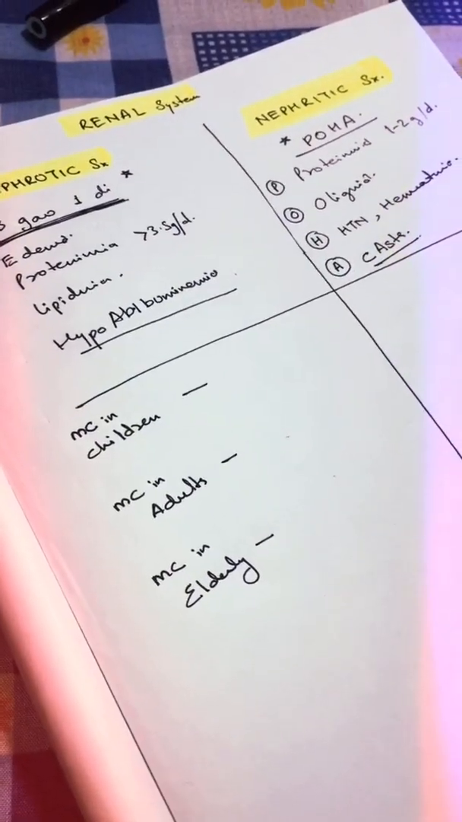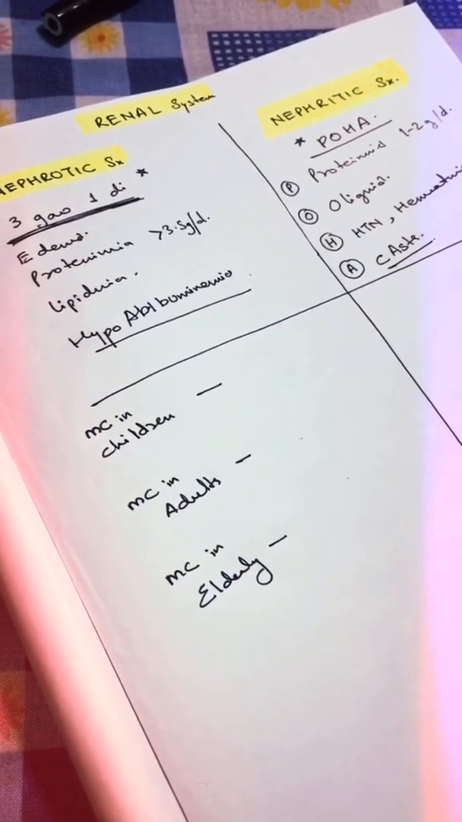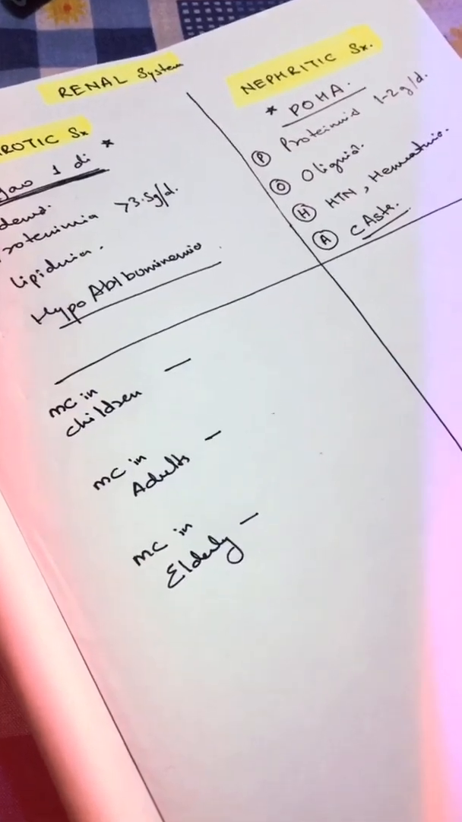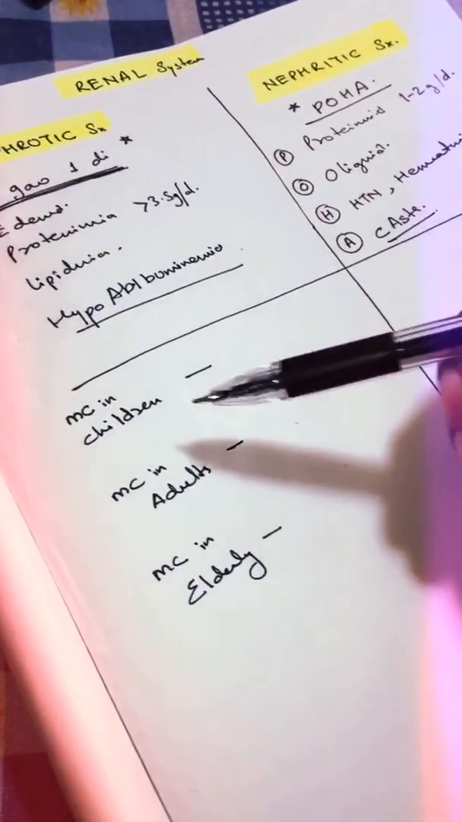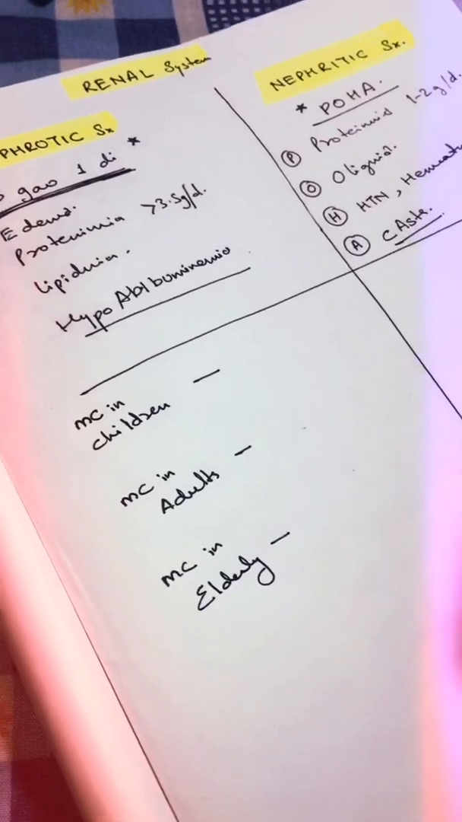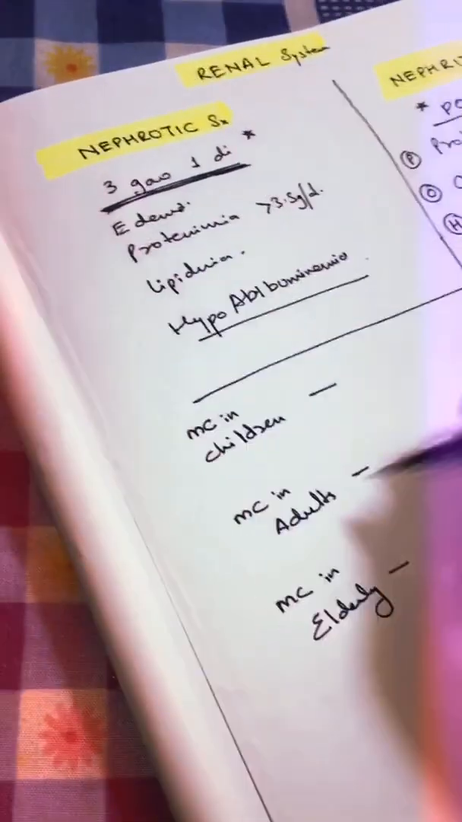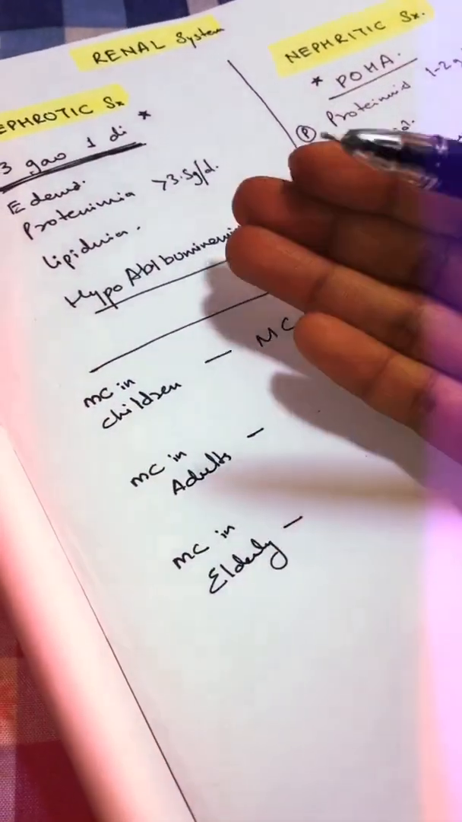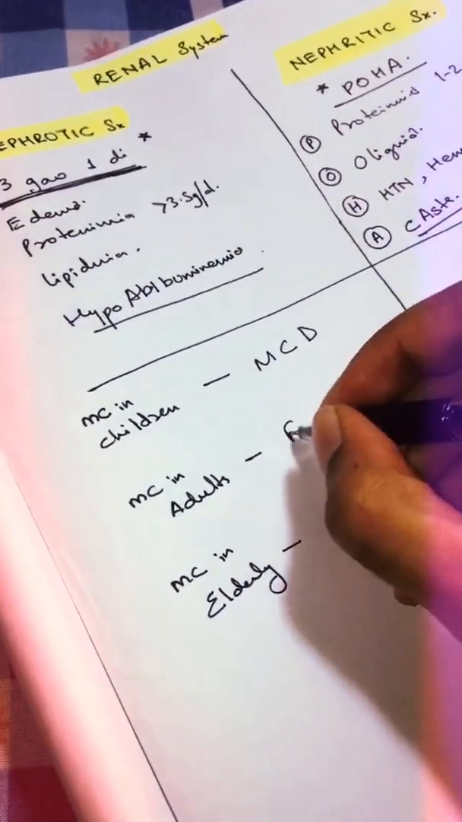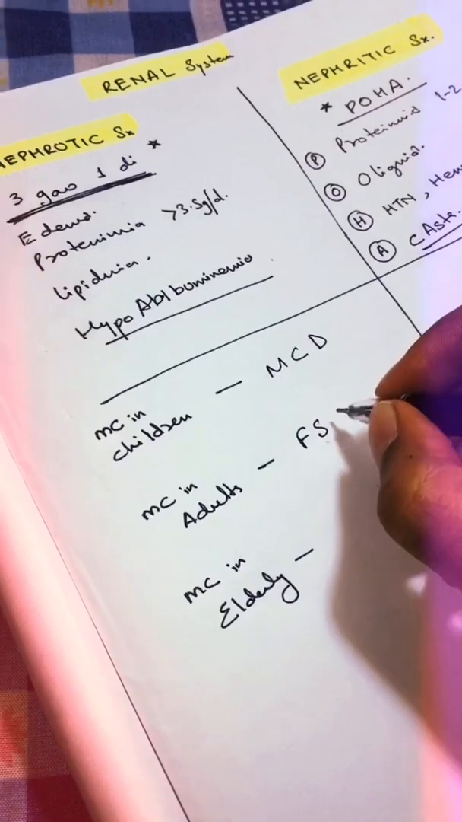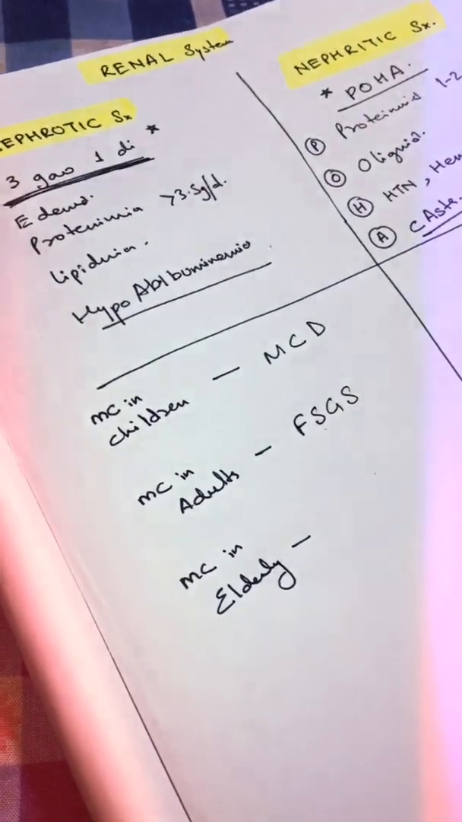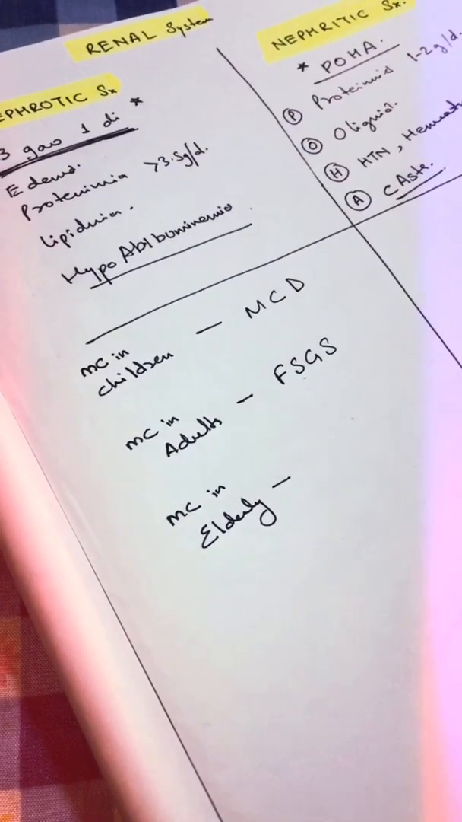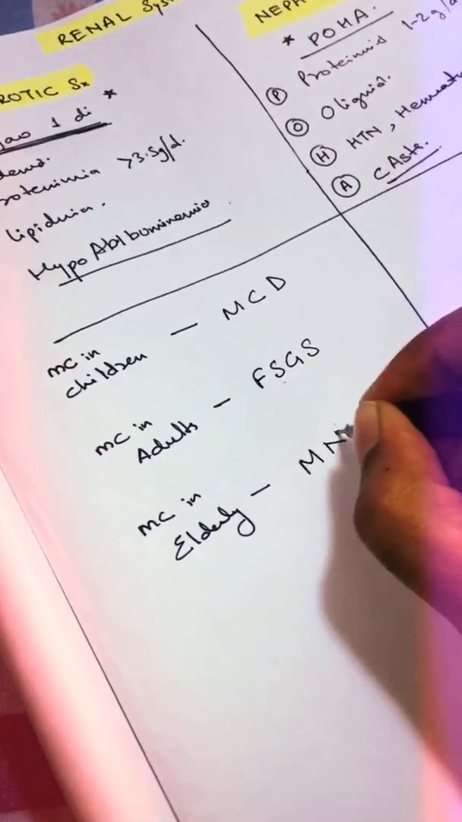Learning the basic characteristics of both the syndromes, let's go on to the most common examples seen in different age group populations, which I have divided into children, adult and elderly. The most common nephrotic syndrome in children is minimal change disease, MCD. Most common nephrotic syndrome in adults is FSGS, focal segmental glomerulosclerosis. Then most common in elderly is membranous nephropathy, so M.